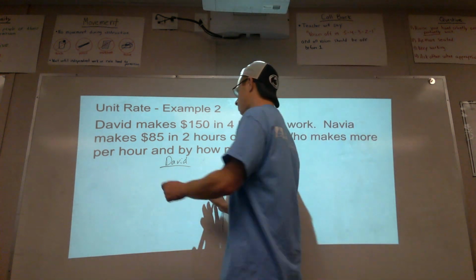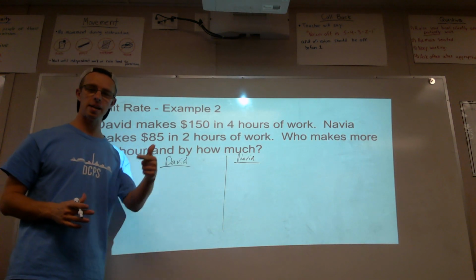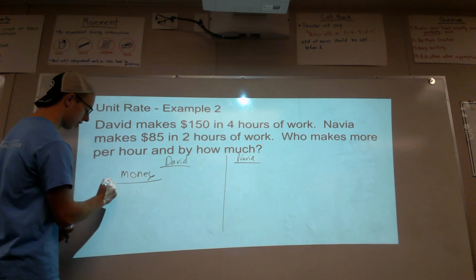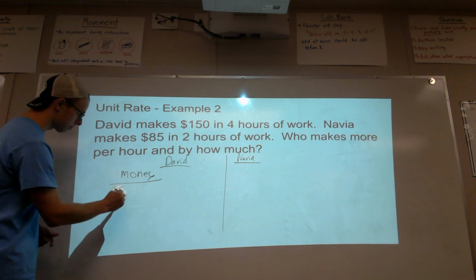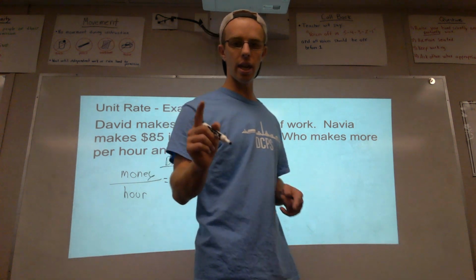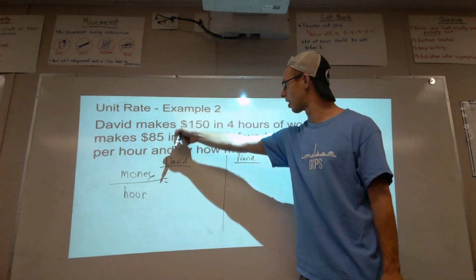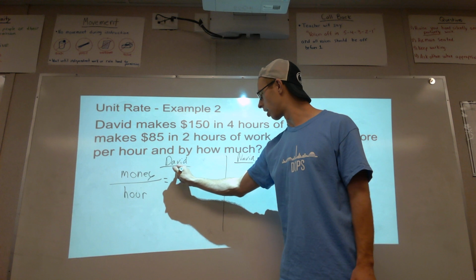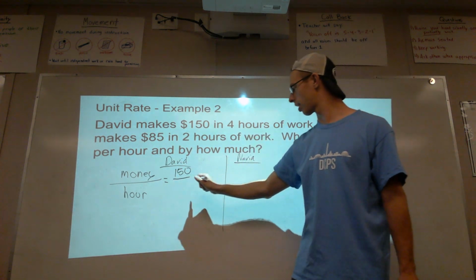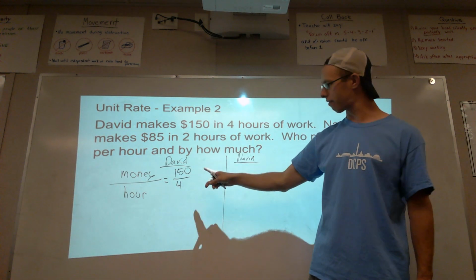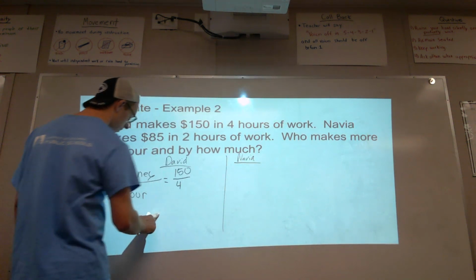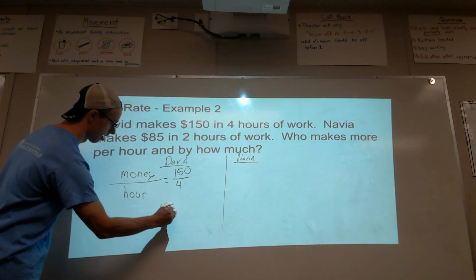Okay, so I'm going to start with David. We want to know how much money he's making per hour. Again, I'm going to set up a ratio. Money per, again the line means per, hour. How much money is he making per hour? So I'm going to look at David's information now. The 150, that's clearly money. I'm going to put it here. The hours, 4, put here. And again, the fraction line just means division. So I'm going to do 150 divided by 4. I'll put that right here.